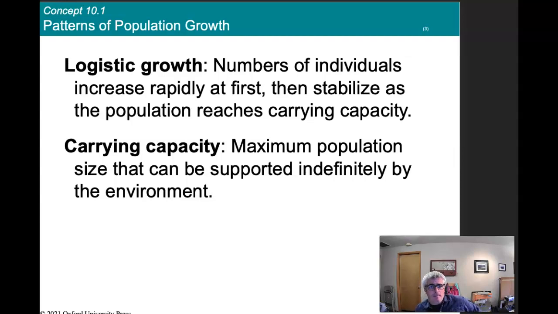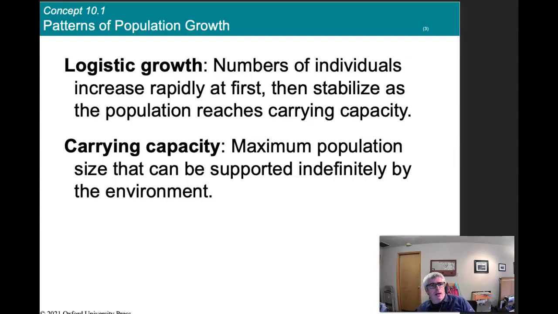Logistic growth is when the number of individuals increases rapidly at first and stabilizes as the population approaches carrying capacity. So this is more of kind of an S-shaped curve. And carrying capacity is the maximum population that can be supported indefinitely by the environment. So there's some carrying capacity of the environment.